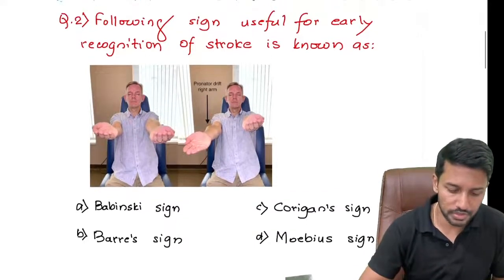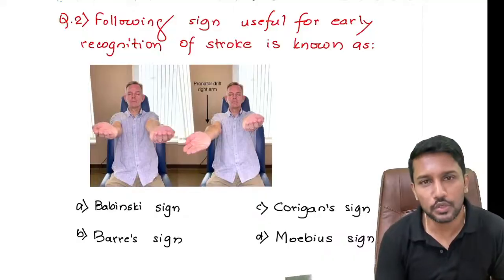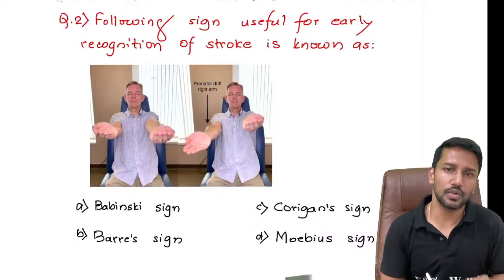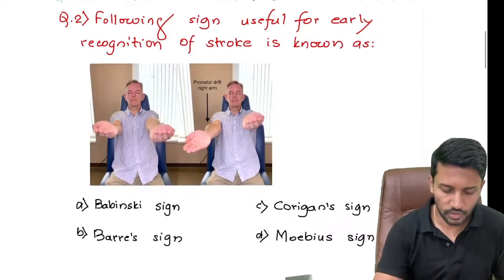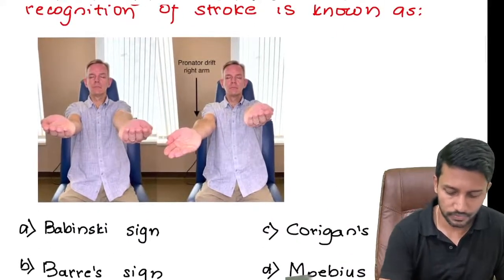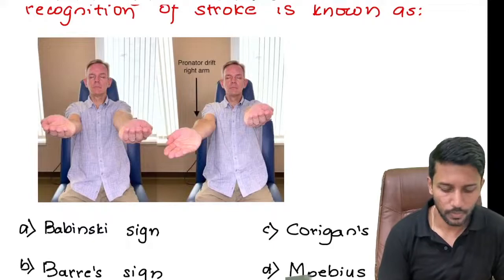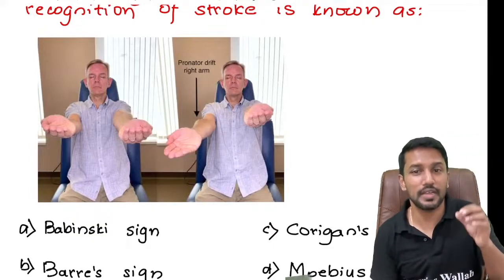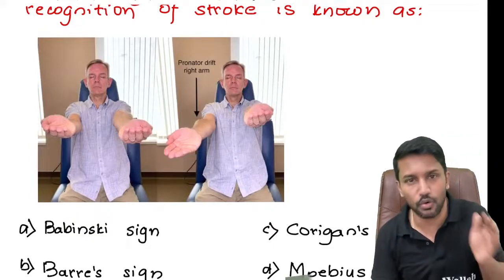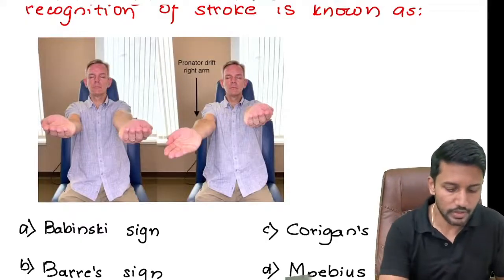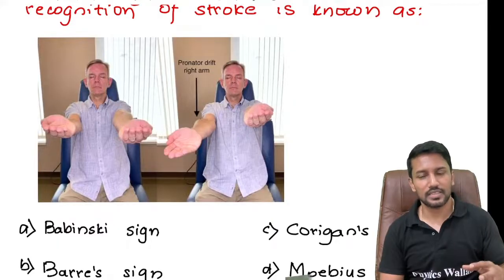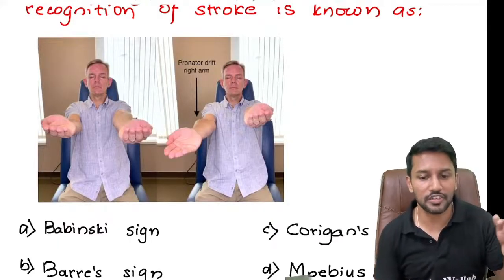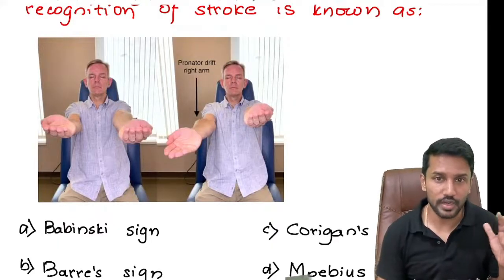Okay, so this is the second question. The following sign is useful for early recognition of stroke. This sign is known as. What are we trying to demonstrate here? We're basically trying to identify subtle weakness of one side of the body in comparison to the other. And we call this sign the pronator drift sign, right? We recognize it as the earliest sign of pyramidal tract damage. We call it the pronator drift sign.